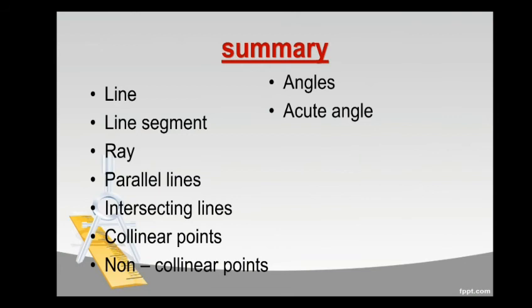What is an acute angle? When the angle measure is less than 90 degree, that is an acute angle. Right angle: when the angle measure is 90 degree, we'll call that angle a right angle. Then we saw what is an obtuse angle. When the angle measure is greater than 90 degree and less than 180 degree, it is called an obtuse angle.